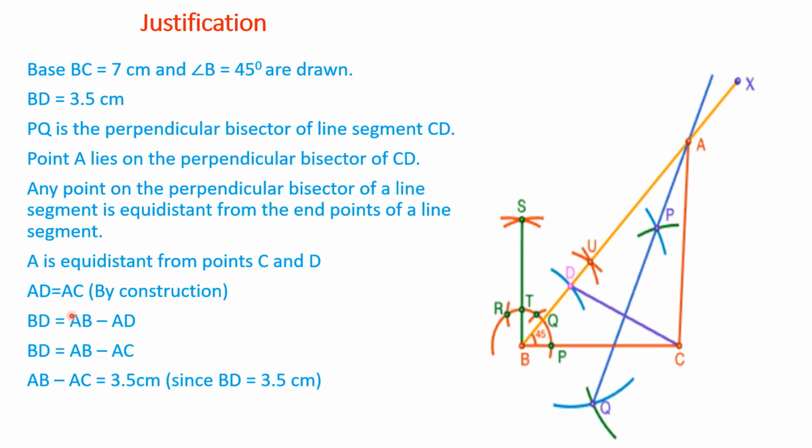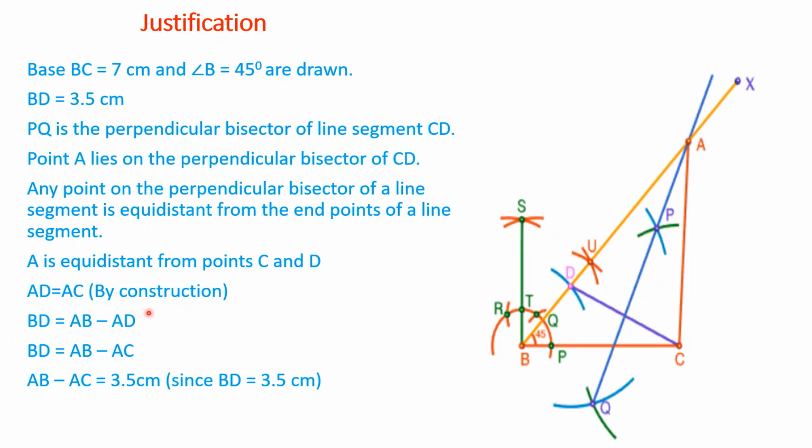So AD equals AC by construction. Now what about BD? BD is AB minus AD. Clearly you can see AB is this line, the bigger one, and if I subtract line AD, what is left? That is BD. So BD equals AB minus AD.